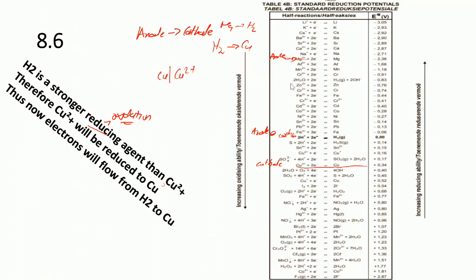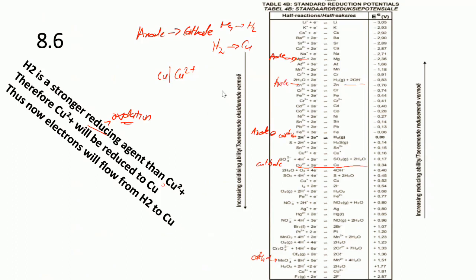I think we have zinc somewhere here. So there we go. Zinc is -0.76, but then we want to check where we have the permanganate ion. So we're looking for the permanganate. The permanganate is down here, right? So again, we know down is the cathode and up is the anode.